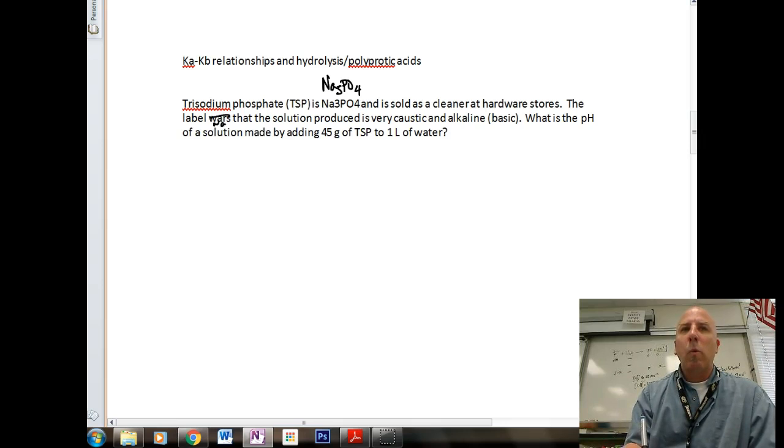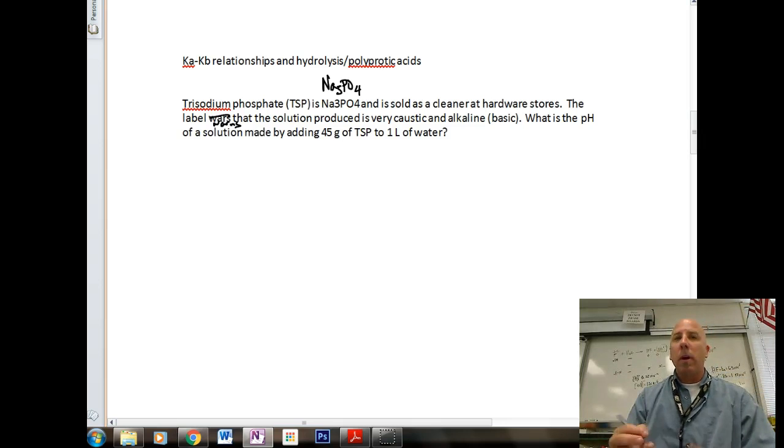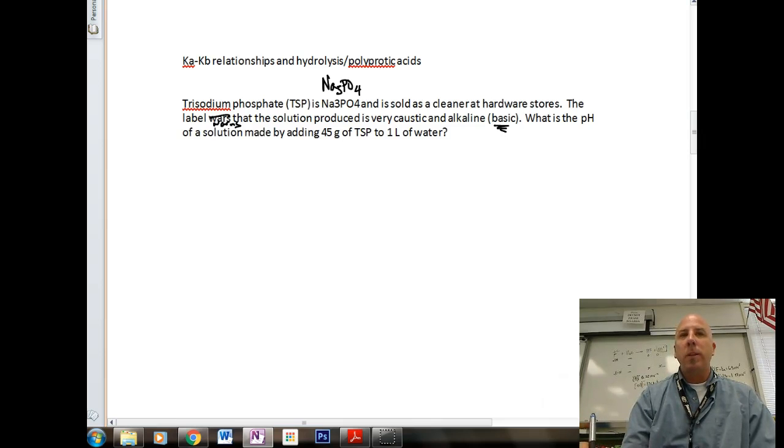The label on trisodium phosphate, when you go in there, warns that it's very caustic and alkaline. It's going to produce a basic solution. So the question is, what is the pH of a solution made by adding 45 grams of TSP, trisodium phosphate, to 1 liter of water?